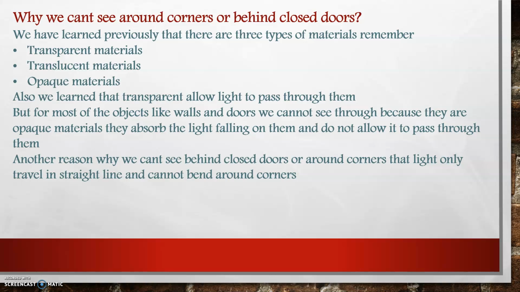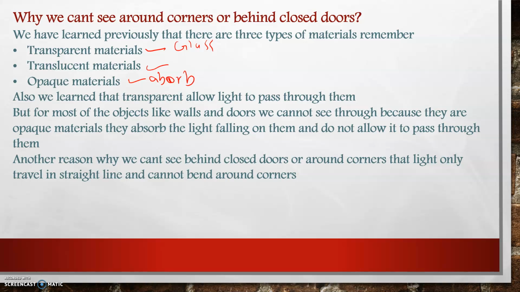But why is that? First, let's remember that in the previous lesson, we learned that there are 3 types of materials: transparent materials, translucent materials, and opaque materials. Some of them allow all the light that falls on them to pass through, like the transparent material. To give an example, the glass. Translucent materials only reflect some of the light and absorb some of the light. So we can see through them, but not very clearly. Opaque materials absorb all the light that falls on them, so we cannot see through them.